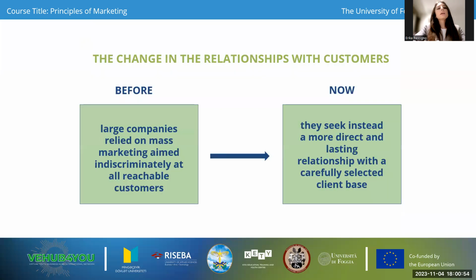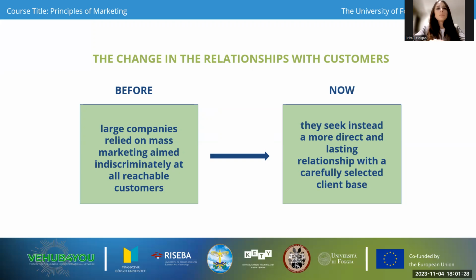Moving further, we have witnessed a change in the relationship between businesses and customers. Before, large companies relied on mass marketing, aimed at reaching all possible consumers indiscriminately, while now they seek a more long-lasting relationship by carefully selecting their client base.